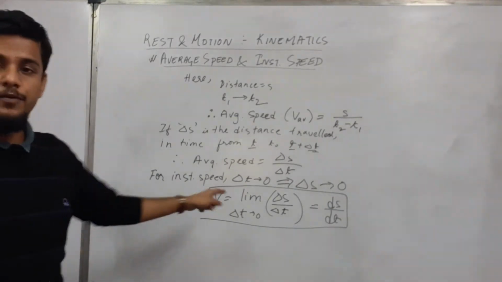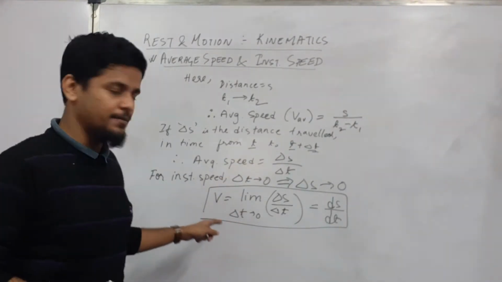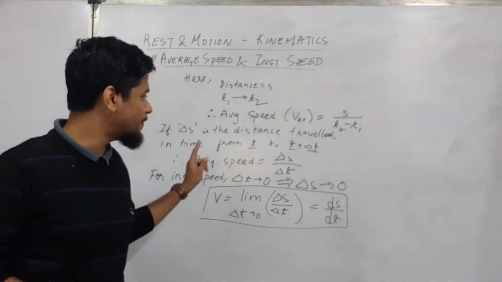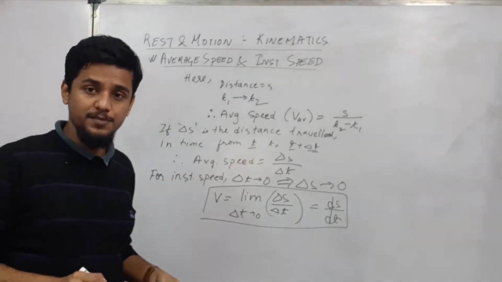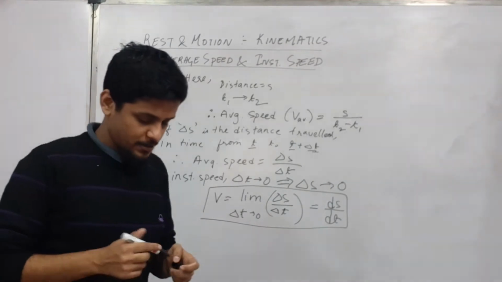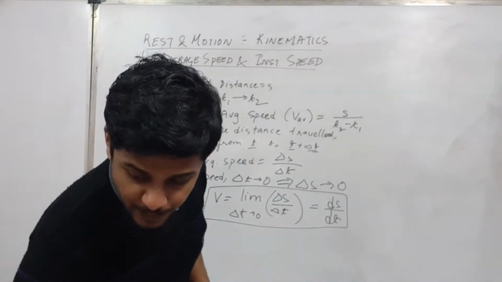So this is what we know in theory. Now I want to show you in a graphical way how we need to understand the average speed and the instantaneous speed. So let us begin. Let me rub it out for you.